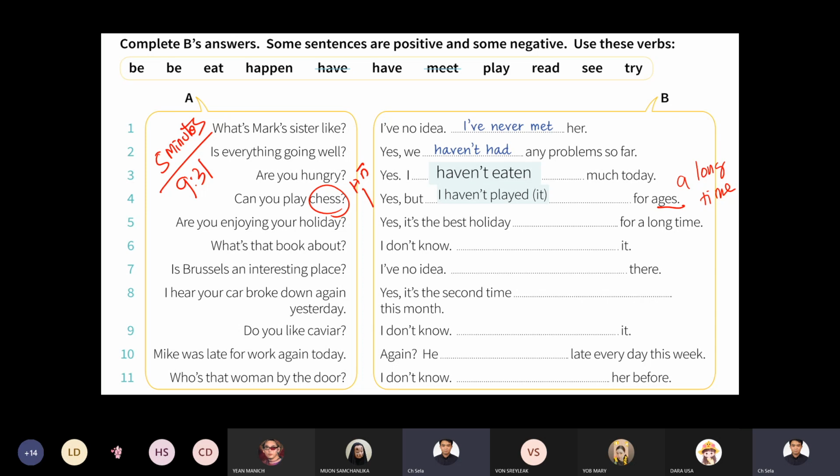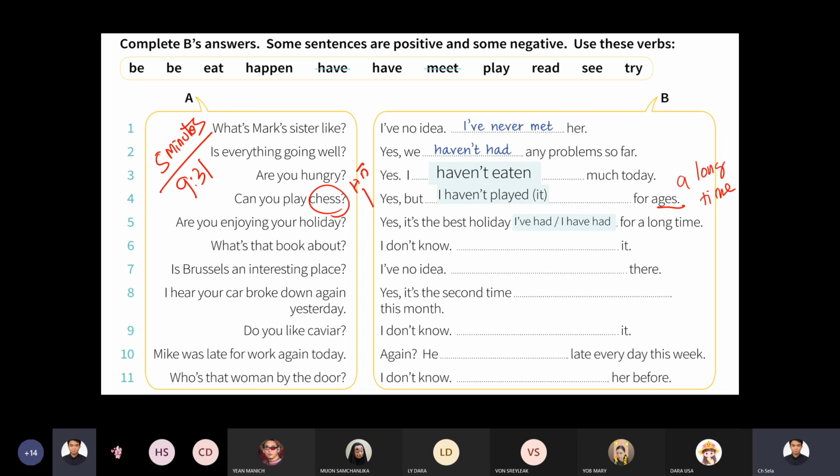Lee Dara, number 5. Are you enjoying your holiday? Yes, it's the best holiday I had for a long time. I had. This is past simple. I have had. Okay, it's the best holiday I have had, I've had or I have had for a long time. Thank you very much. All right, number 6, Bopha.